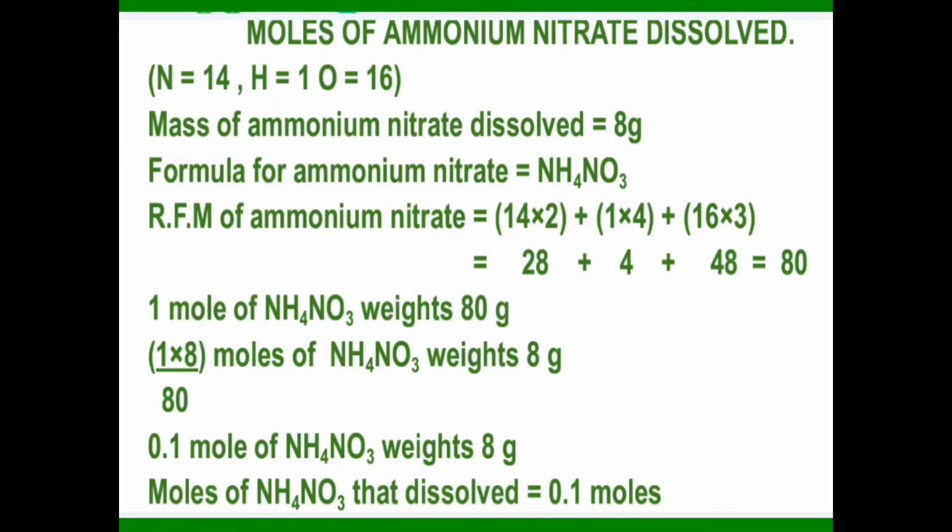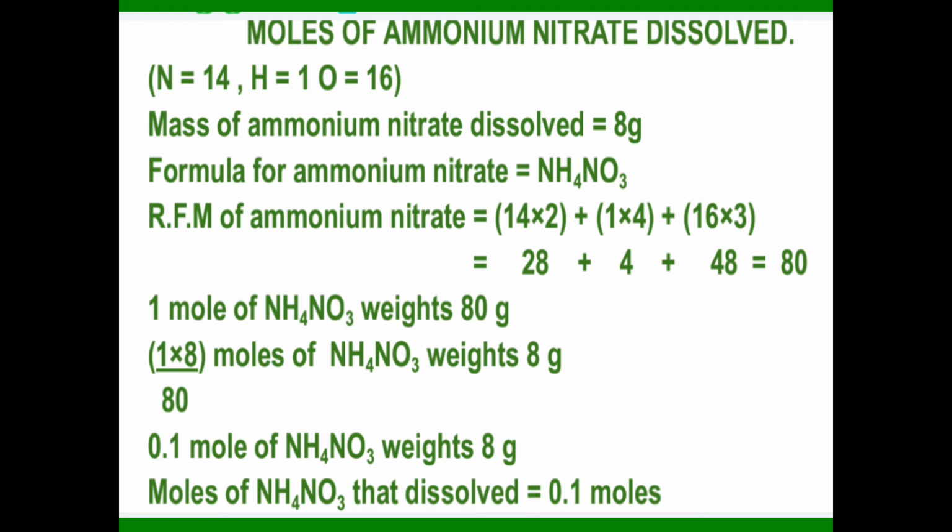Now, our next step, we said we must calculate the number of moles of ammonium nitrate that dissolved. But if they have given us mass in grams and they want us to calculate the number of moles, then we need to use the relative formula mass of ammonium nitrate. And for us to calculate the relative formula mass of ammonium nitrate, we should know the formula for ammonium nitrate, which is that.